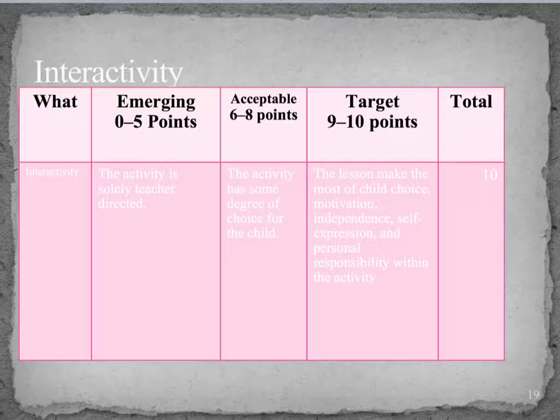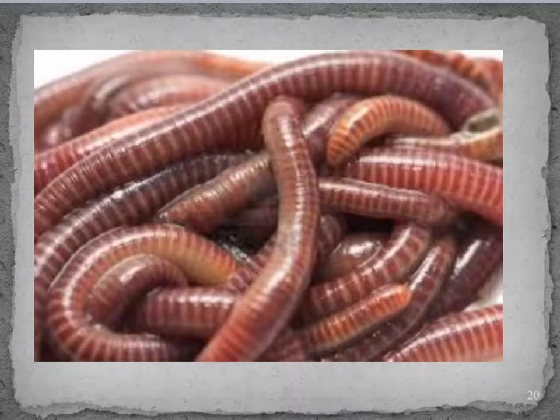The next area on the rubric is interactivity, where I'm looking for how your lesson makes the most of child choice, motivation, independence, self-expression, and personal responsibility within the activity. How were the children interactive during the worm lesson? How did the student make the most of child choice, motivation, independence, self-expression, and personal responsibility within the activity?